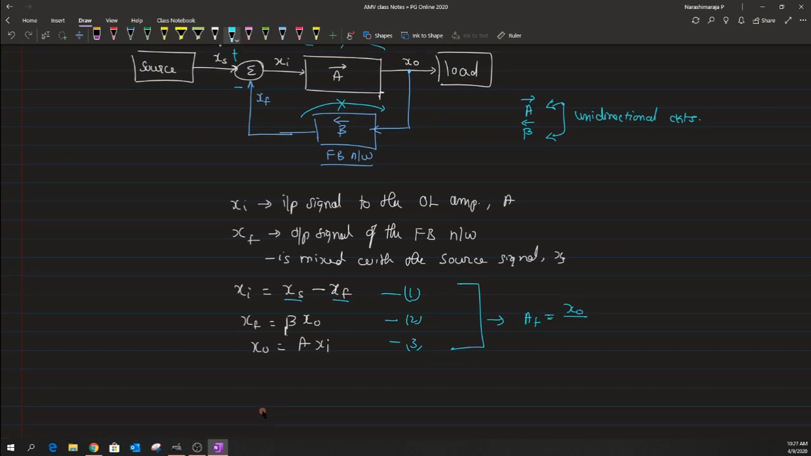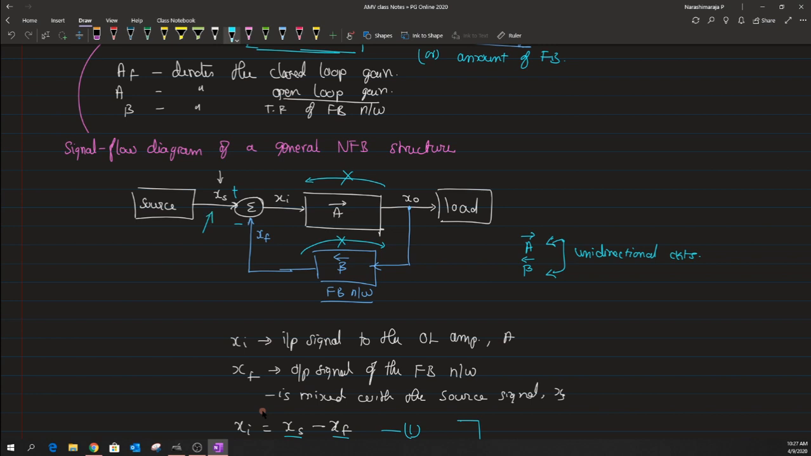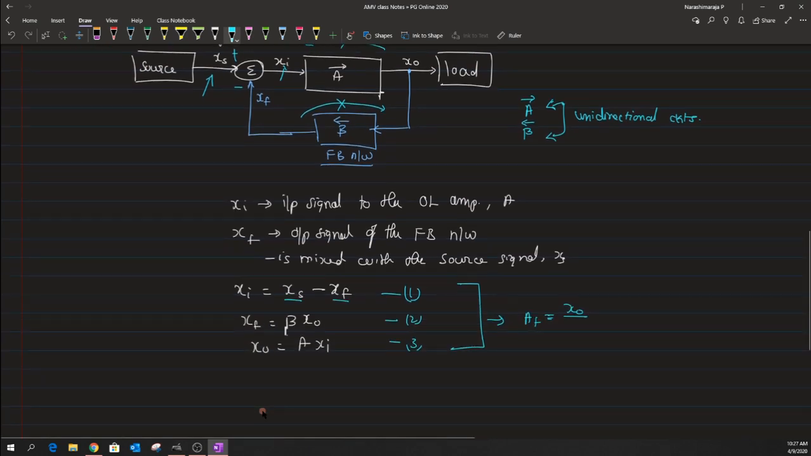So as far as the feedback network is concerned, the input signal is basically this particular signal, which is x sub s, whereas the input to the open loop amplifier is xi. So please ensure that you make those differentiations between those signals. I could define the transfer function of the feedback network as the output signal x naught divided by the input signal, which is xs.